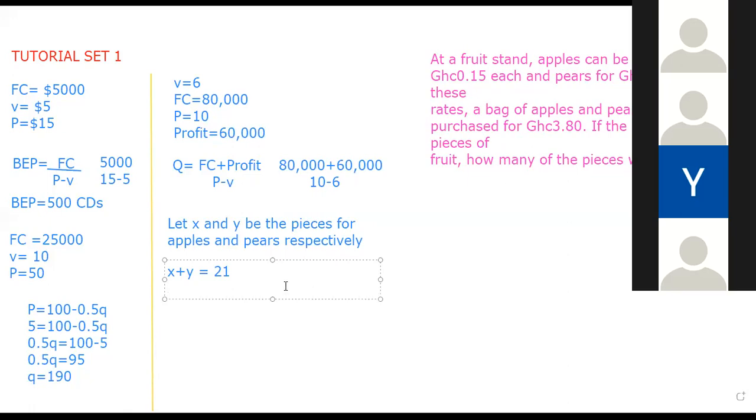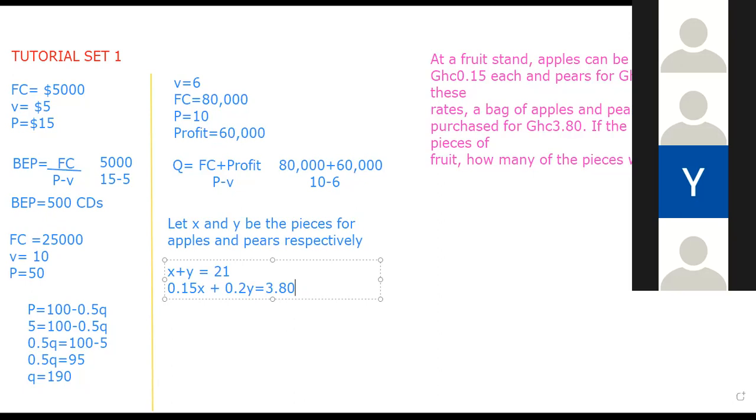So we have 0.15x plus 0.2y is equal to 3.80. Okay, it's equal to 3.80. So once you have this, you can now solve this simultaneously.